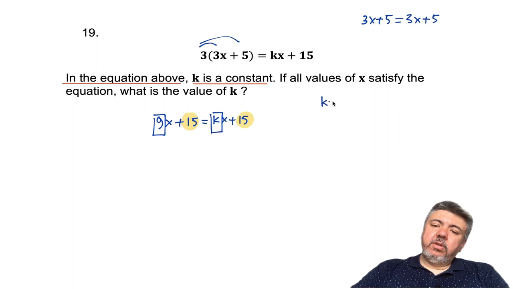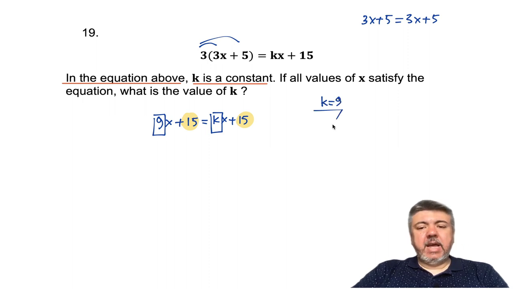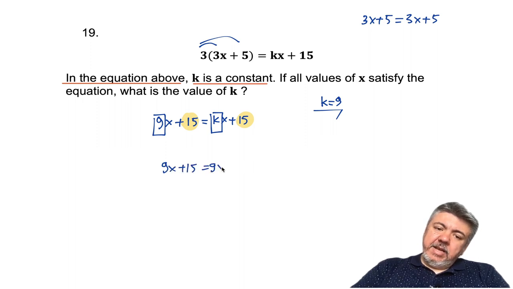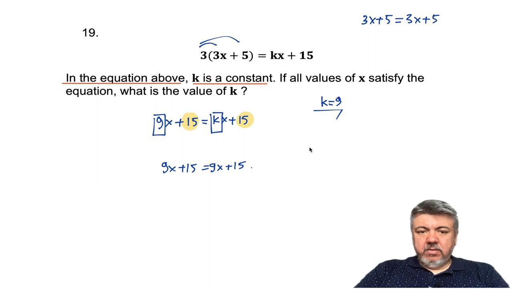So we are sure that the value of k being 9 will give us an equation with infinitely many solutions. All x values will satisfy it. It's going to be like 9x plus 15, 9x plus 15. That's going to work.